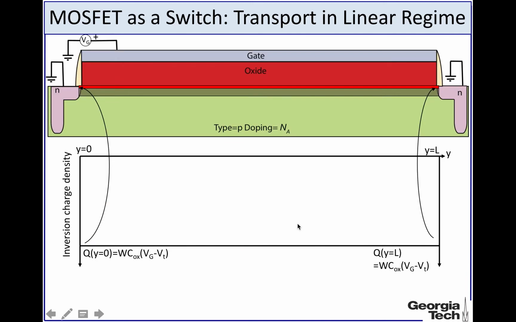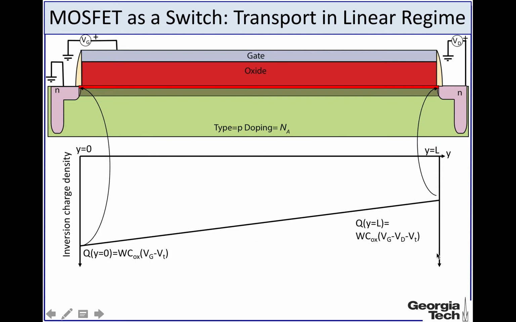Now let's look back at the charge profile along the channel direction in a MOSFET. So again, starting with the case when we have no drain voltage, the charge density at the source and at the drain end are the same, but as we increase the voltage, the charge density at the drain end decreases while the source end remains the same.